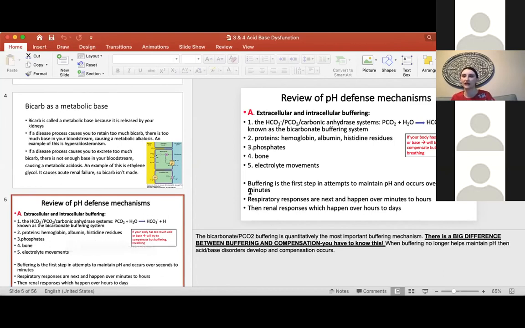So looking at the mechanism of our CO2 and bicarb, here's our little equation. You don't have to memorize it or anything like that, but that's our buffering system. Also, proteins, phosphates, bones, and electrolytes moving also help with buffering.